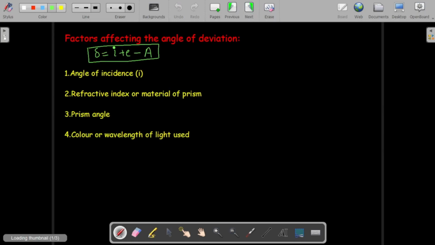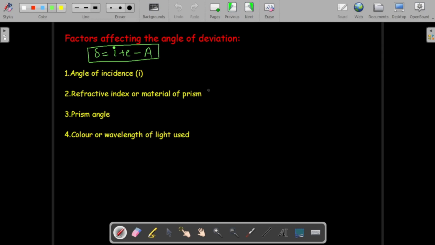Moving to the next slide, I have written here that there are four factors on which the angle of deviation depends. The first one is the angle of incidence, that is I. By the formula itself, it is very clear that delta is dependent on I, E, and A. But I is something which we can change, while E is a dependent property on I itself. For a particular I, there will be a separate E. So E indirectly depends on I only. And the A, that is the prism angle, obviously we can change to have a different delta.